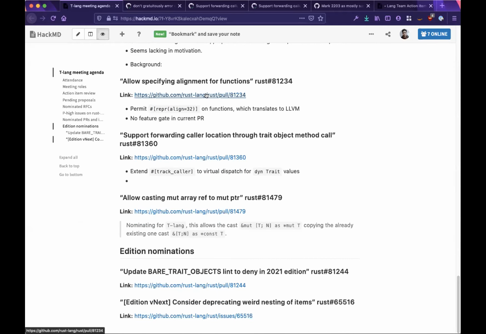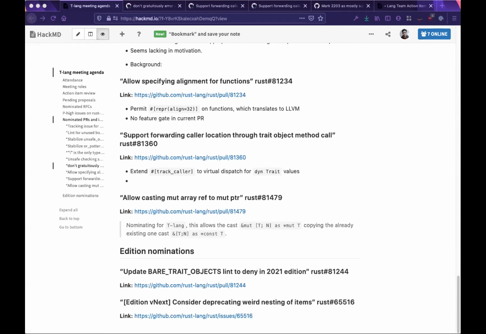Let's see if we can get these done in 5 minutes because I want to talk a little bit about edition stuff. This PR allows you to put repr, like it says. It lets you put an alignment on the function. This translates to an LLVM attribute, which I assume affects code generation and where the function gets linked.